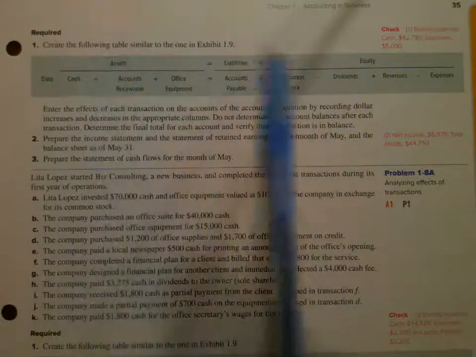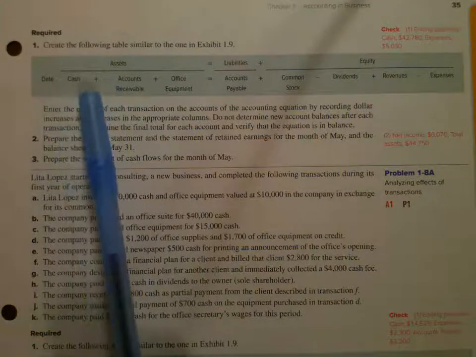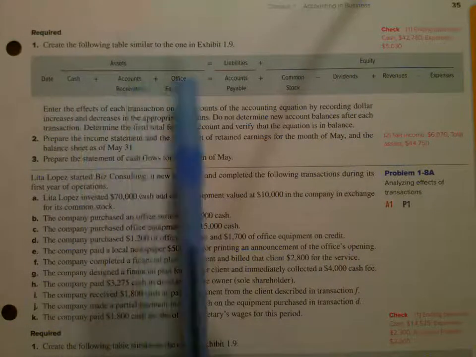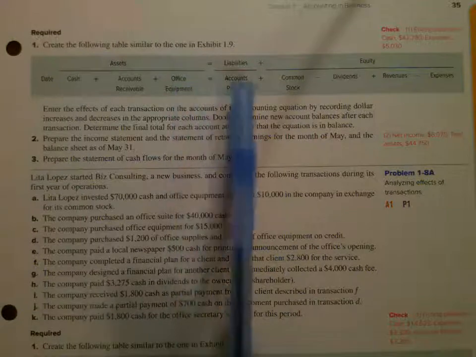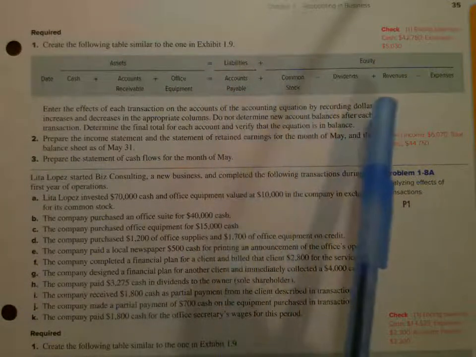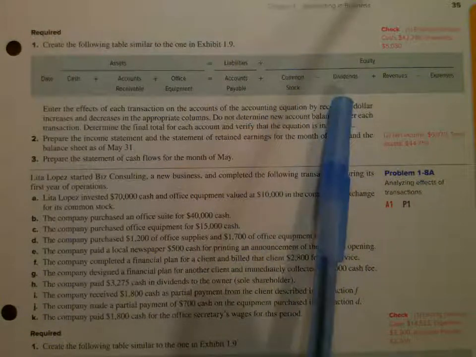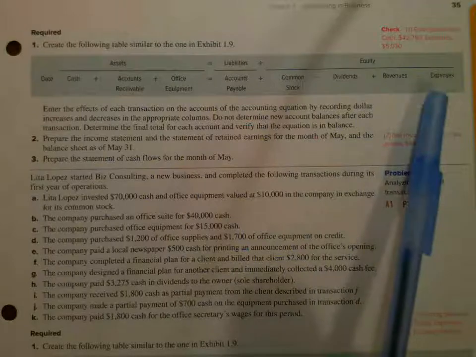Again, these are called elements. Underneath the elements are the respective accounts: cash, accounts receivable, and office equipment. Under liabilities, here we have accounts payable. And then under equity, we have common stock, dividends, revenue, and expense.